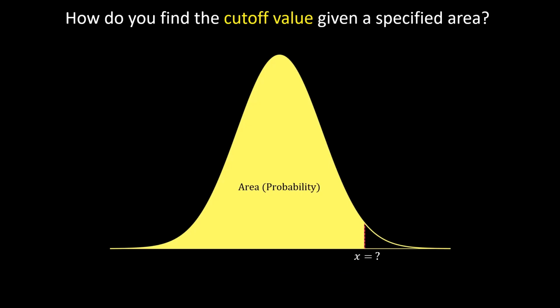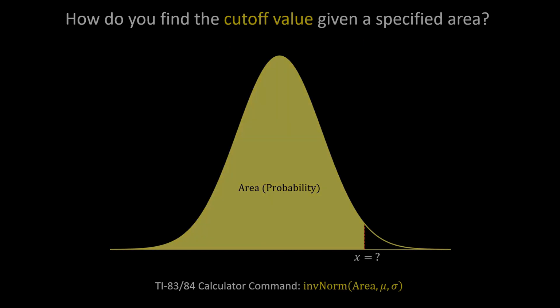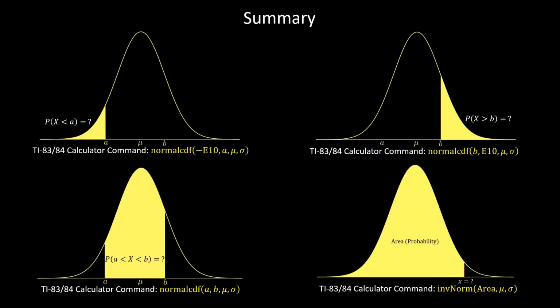The calculator command we'll use for this situation is the inverse norm command. This command requires the area to the left of the cutoff score we're interested in finding, then the mean and the standard deviation. Again, the area you need to specify is the area to the left of the boundary line you see here. We'll take a look at an example shortly. It's also important to know that in some problems you'll be asked to find 2 cutoff scores, but the process will be the same.